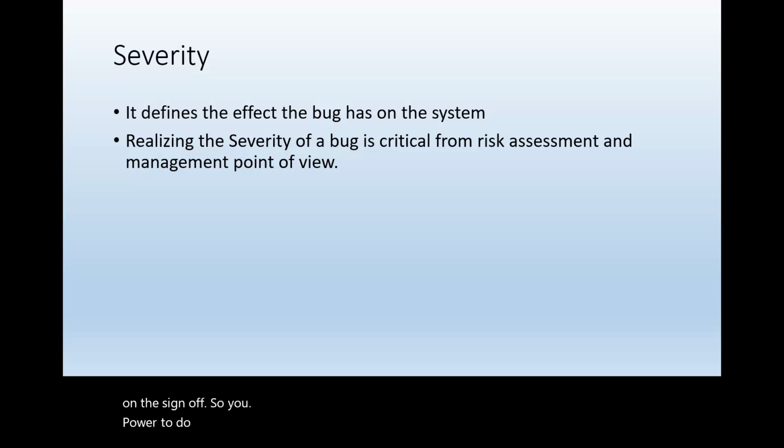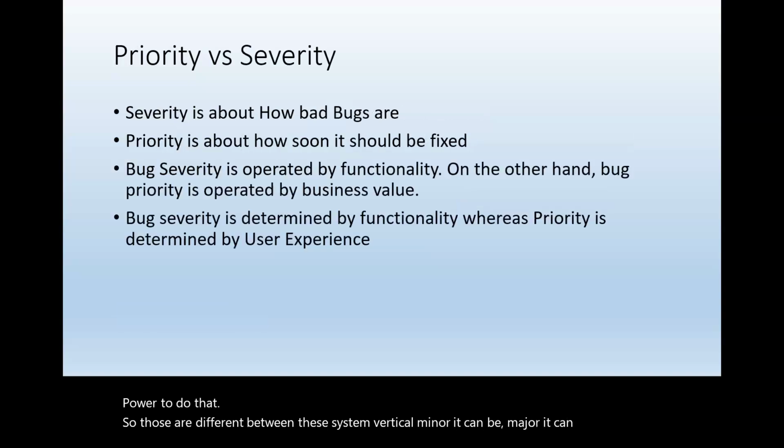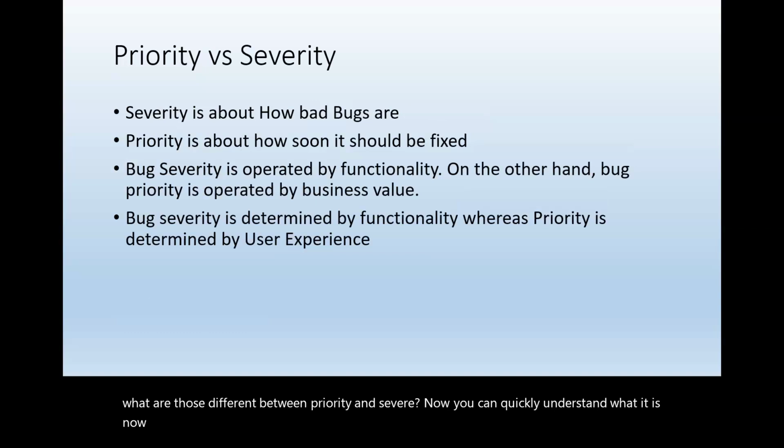All right. So those are the differences. Severity can be minor, it can be major, it can be critical. So what are the differences between priority and severity? Now you can quickly understand what it is. Severity is about how bad the bugs are. That's severity, how bad the bugs are. Priority is about how soon it should be fixed.